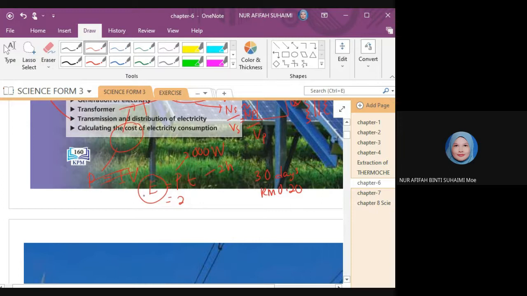We use the unit must be in kilowatt hour. Kilowatt from power, P, and hour from time. E equal to PT. So power must be in kilowatts. Let's say the power used is 2000 watts. You must convert into kilowatts. 2000 watts convert to kilowatts, so you must divide by 1000. Kilo is 1000.